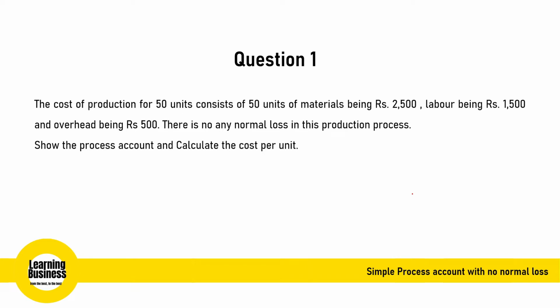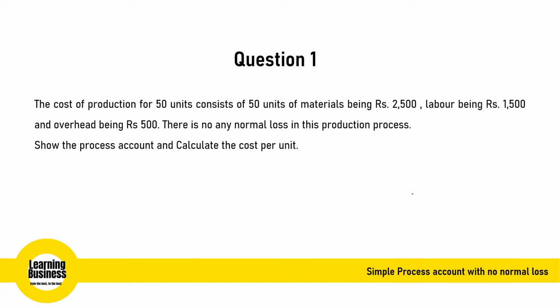So it should be clear to you that they are asking you two things. They are asking you to do two things in this question. First is to show the process account for this particular process and to calculate the cost per unit. Now here, when they say cost per unit, they are referring to the cost per each output unit.